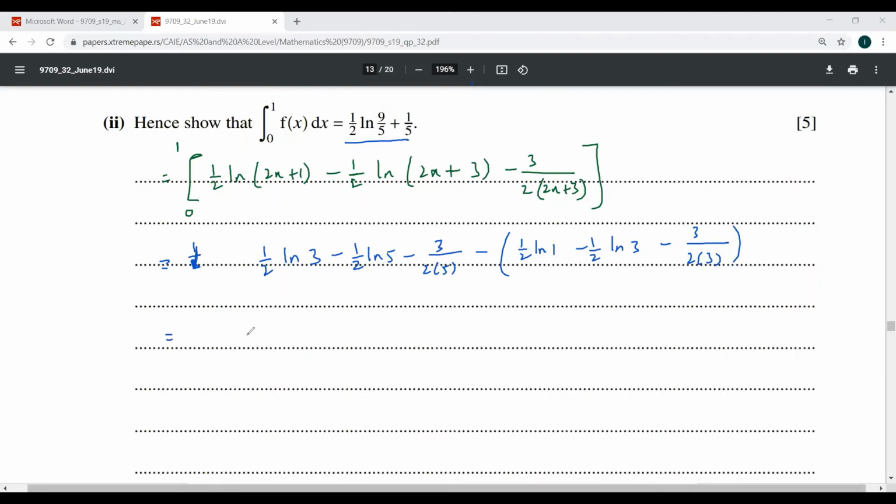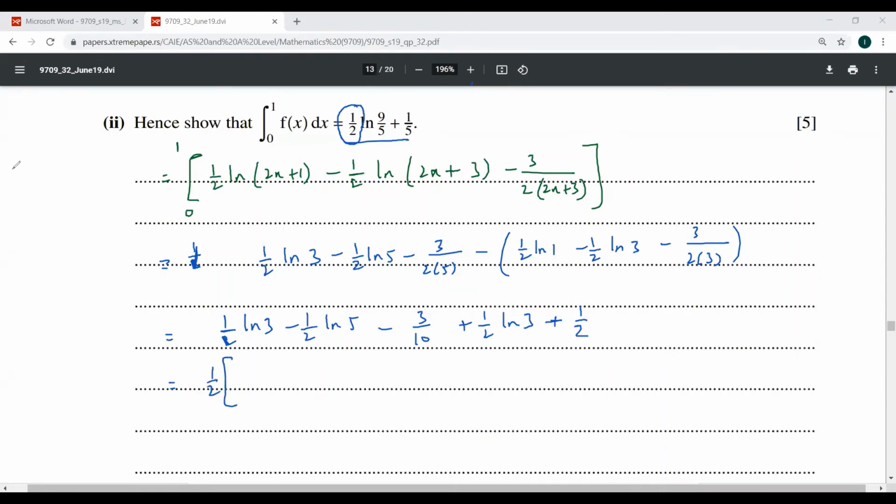So this is going to be half ln 3 minus half ln 5 minus 3 over 10. This is 0 plus half ln 3. And then we have minus 1 over 2. Yeah, plus. This is plus. Thank you, Veda. Plus 1 over 2. Okay. So you see, we have a half here with the ln as well. So let's maintain that half.